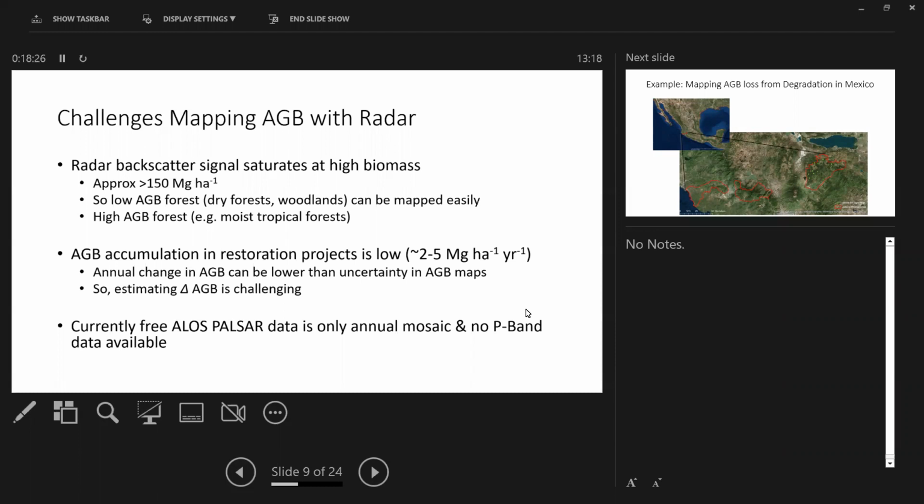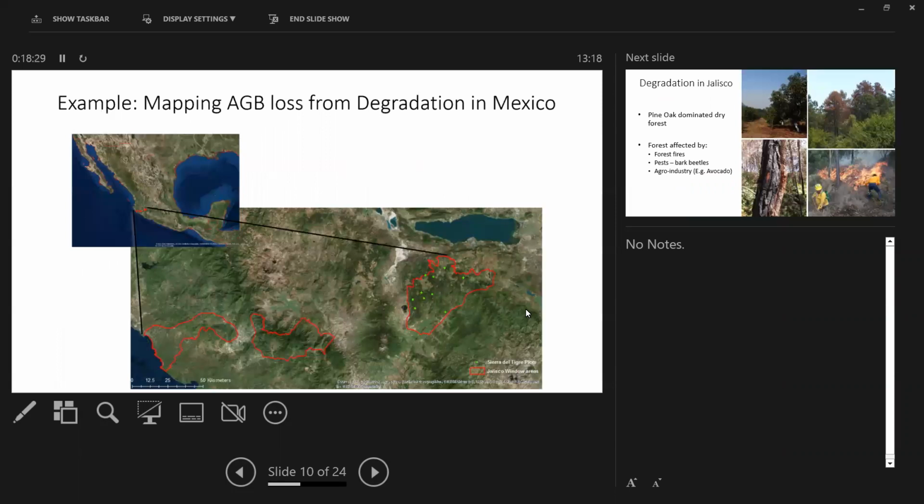So I'm just going to go on to 2 projects that I worked on while I was at Edinburgh University. We were trying to develop methods that we could apply and to understand the limitations of ALOS. The first example I'll give you is from Jalisco State in Mexico. So this is Jalisco here, in central Mexico. On the coast, we have these 3 different study areas.